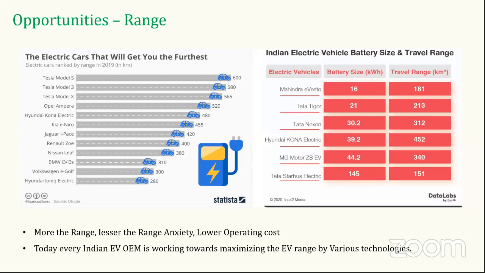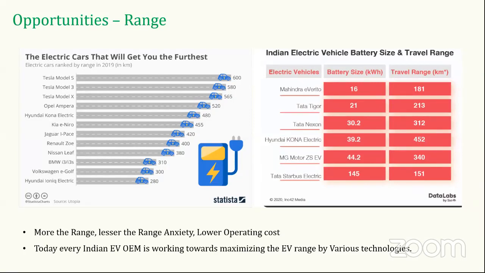If you see on the left-hand side of the chart, this shows the electric vehicle range offered by most of the global companies like Tesla, Hyundai Kona, Jaguar, Renault Nissan, Nissan Leaf. Everybody is offering a range from a minimum of 280 to a maximum of 600. On average, you could see at least 400 to 500 kilometers is the minimum range that the global OEMs are offering in their respective countries.